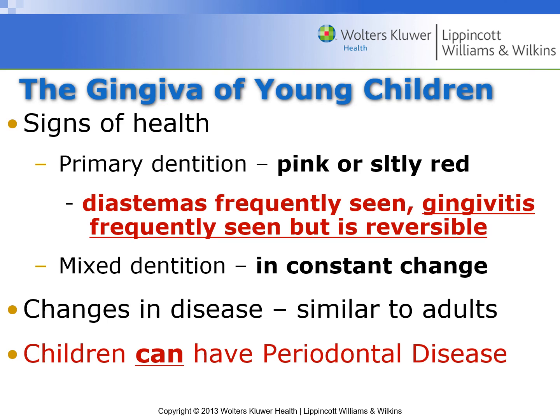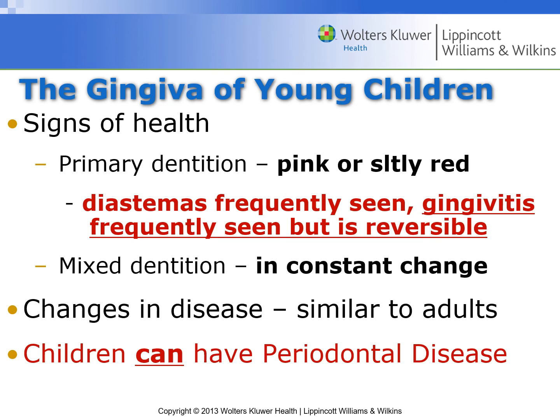So, the gingiva of young children. Signs of health are pink, or even slightly red, because they've always got teeth coming in. Diastemas are frequently seen. Gingivitis is frequently seen, but gingivitis is very reversible, and if someone's really taking care of their teeth, you can reverse it. A pretty bad case of gingivitis can clear in about 3 weeks, about 21 days. In mixed dentition, the teeth are in constant change, with some falling out and others appearing.